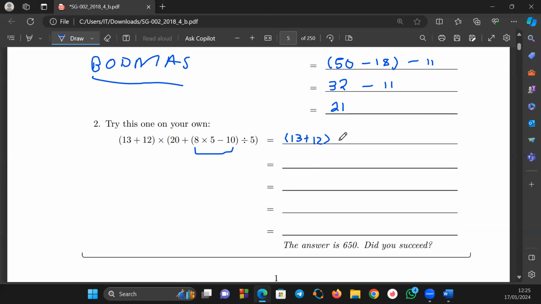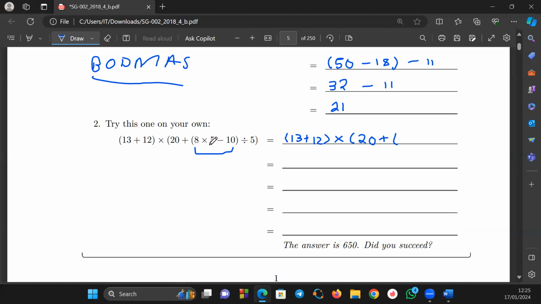You put it in the brackets as it is, multiply by, then here when you multiply, you're going to write 20. We are following the brackets rule. Inside these brackets, we have multiplication and we have subtraction. We know that we are going to first multiply.